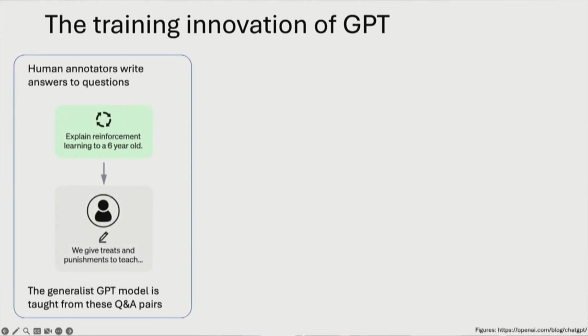So OpenAI starts with a set of prompts. For example here, we have "explain reinforcement learning, which is a type of machine learning, to a 6-year-old." They then have a set of human annotators who write out full answers to that question. They take this pre-trained GPT model and they teach it to relate these prompts to these answers. But that's just the first step.